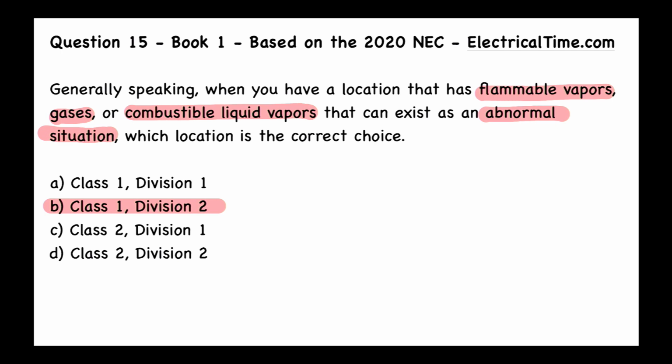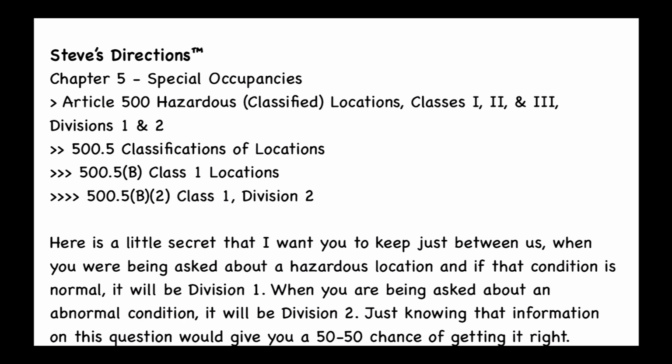All right, let's see how we found this answer in our book. So again, the article that we're talking about here is Article 500, and that's hazardous classified locations, Classes 1, 2, and 3, and then Divisions 1 and 2. And this is in Chapter 5, Special Occupancies. And then we look at the parts. But when we look at Article 500, there are no parts, so we're just going to be looking at the sections. And then we find 500.5, classifications of locations.